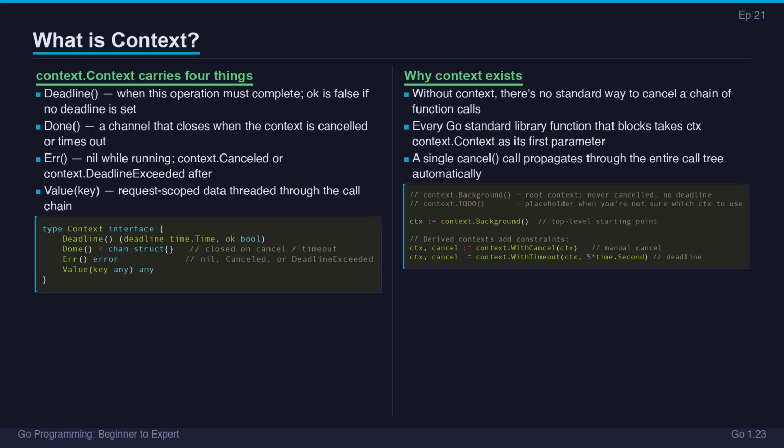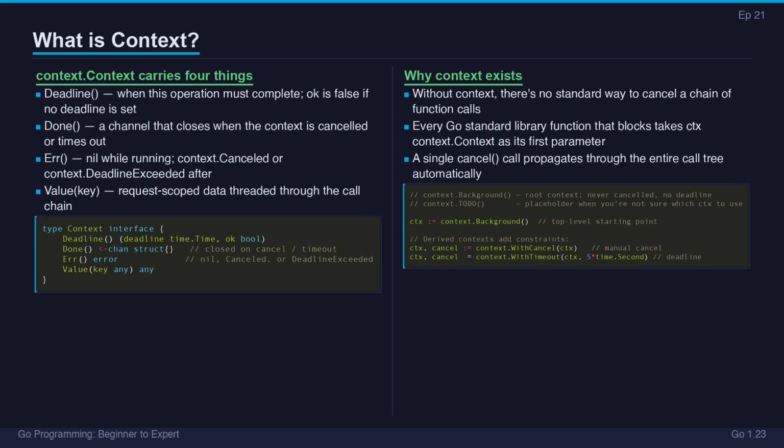Every blocking operation in the standard library takes a context as its first parameter. http.NewRequestWithContext, db.QueryContext, os.ReadFileContext. That's intentional. It means any of these operations can be canceled with the same mechanism.